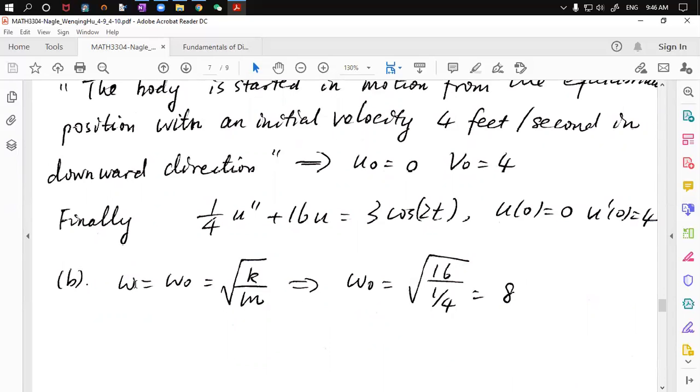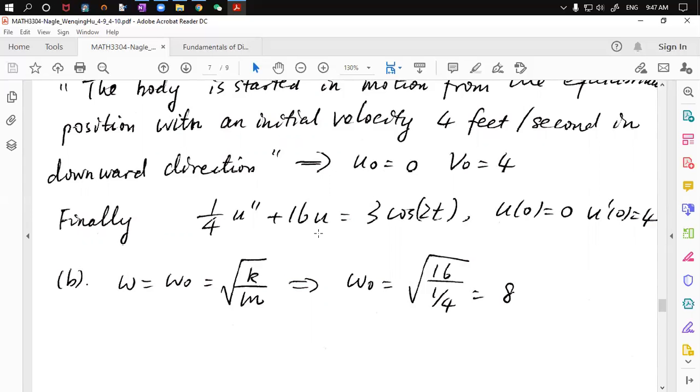Is that good for everybody? Okay, so when you choose this omega, you're going to realize resonance. So that's going to be a very simple problem where it is about resonance. And this is actually the type of problem that you're going to see on your exams. Okay, so that's going to be the scenario.